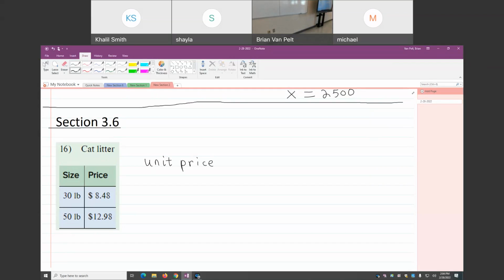You guys ever heard of the term unit price? At the store you shop, you ever notice those little stickers underneath of the thing you buy off the shelf that has some sort of a price per pound? That's called the unit price. So for the unit price of this thing right here, we take $8.48 and divide it by 30 pounds. Use your calculator to get that answer.